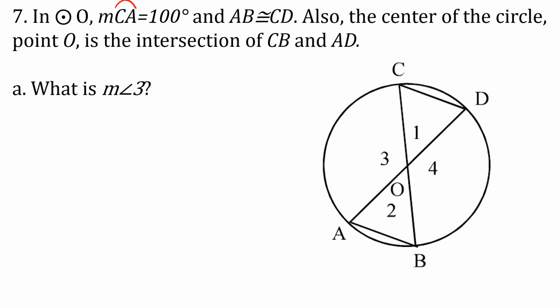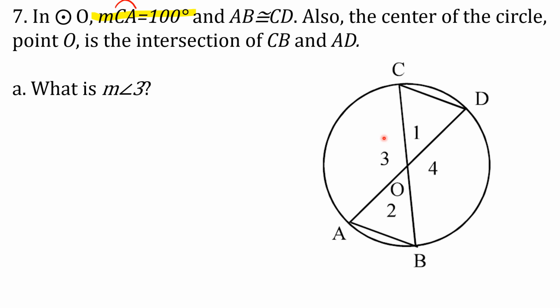All right, so it says also the center of the circle, point O, is the intersection of the line segment CB and the line segment AD. All right, so O is right there in between. So it's halfway in between C and B, halfway in between A and D. And we're asked, what is the measure of angle 3? There's angle 3 right there. Well, we were given that the measure of the arc CA is 100 degrees.